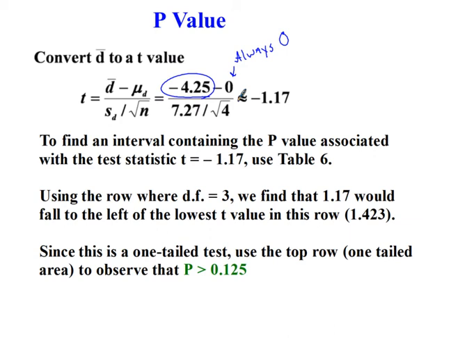Okay, so you're going to look at the t-score. Remember, the negatives aren't in the table, so we'll just change it to a positive. Look in the table under degrees of freedom of 3. 1.17 would fall to the left of the lowest value in the table. The lowest number on that Student's t table is 1.423. I better double check that. It isn't going to be to the left of that. It's actually going to be in between, not the lowest value of t.